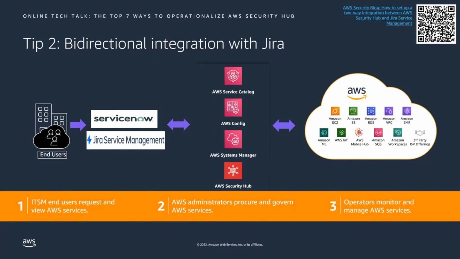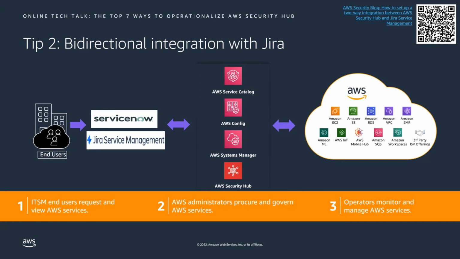So our second tip is to create a bi-directional integration with an external tool. If you use both AWS Security Hub and an ITSM tool like Jira Service Management, you can use an application called AWS Service Management Connector to create an automated bi-directional integration between these two products that keeps your Security Hub findings and your Jira issues in sync.